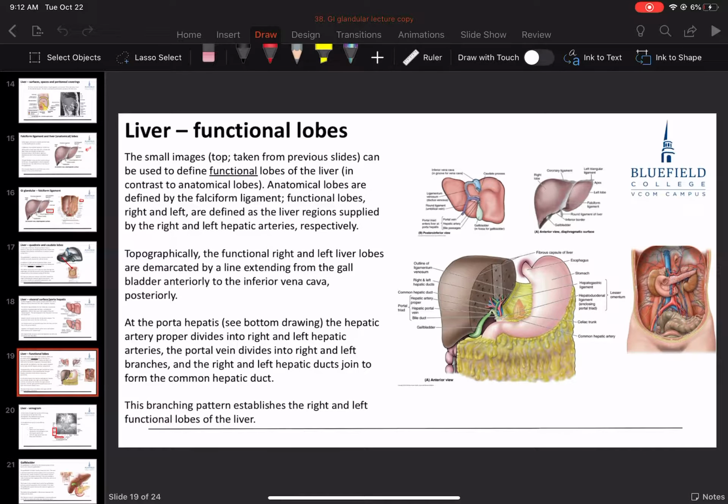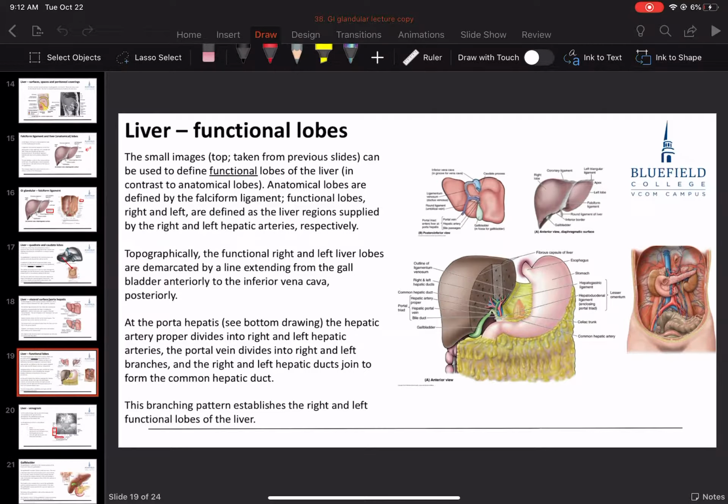Yep. Okay, now I say the small images at the top here can be used to define functional lobes of the liver. Functional lobes, right and left. Is that what confused you? So I'm saying right and left, and you were thinking I meant right and left anatomical lobes. There are right and left anatomical lobes, of course, defined by the falciform ligament. Is that clear? There are also right and left functional lobes.